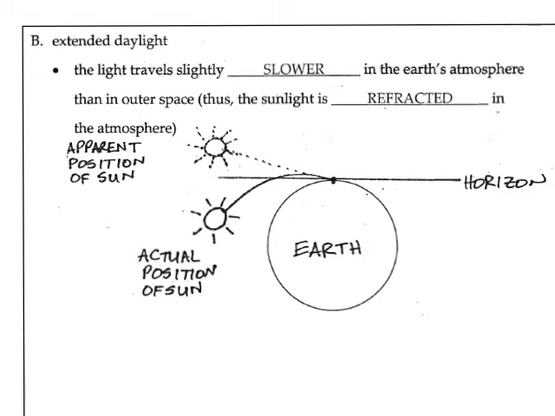And this works both when the sun is rising, that sunlight reaches us before the sun technically gets above the horizon, and it also works at sunset. So even though the sun technically is already set, we're still going to be able to see some of those light rays.